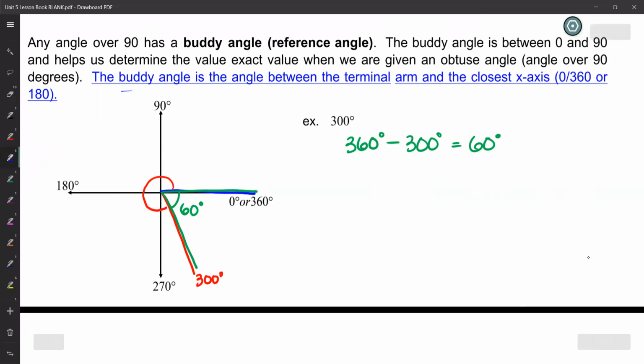So always the buddy angle is the angle between the terminal arm and the closest x-axis line, so closest horizontal. So either the 360 line or the 180 line. Okay, so this is a mistake I see a lot, actually, what was just said. People use 270 or 90 to find their reference angle, and that's not correct. So always make sure you're using one of the horizontals, either 180 or 360. Yes, so your reference angle should always be between 0 and 90 if you found it correctly.